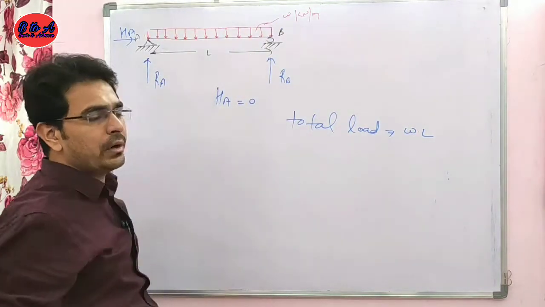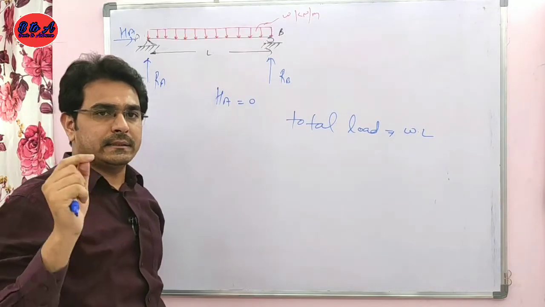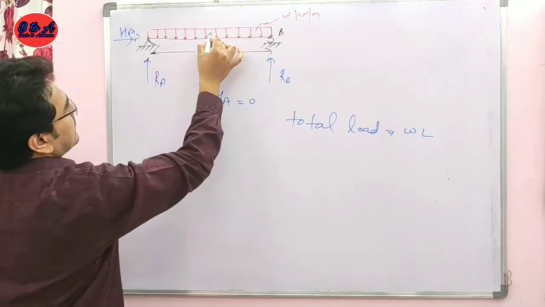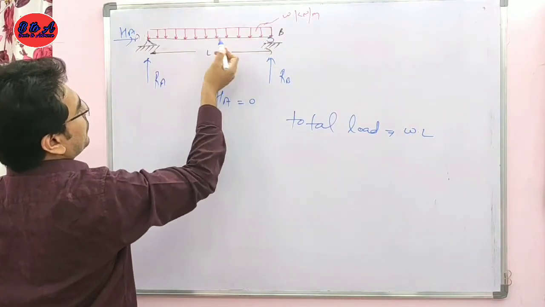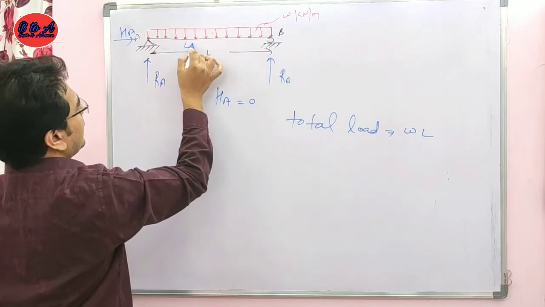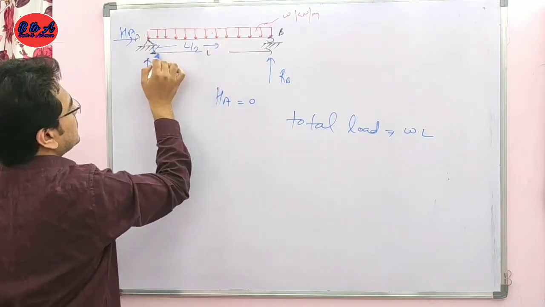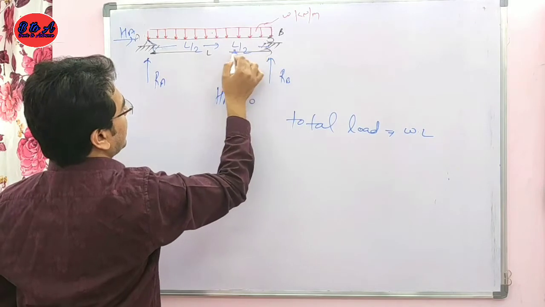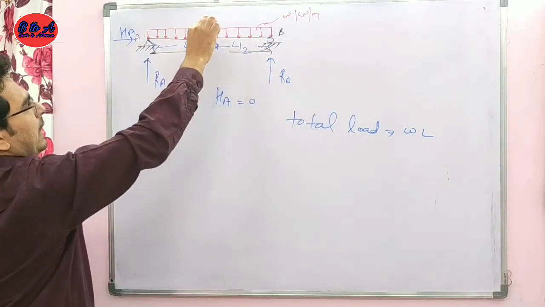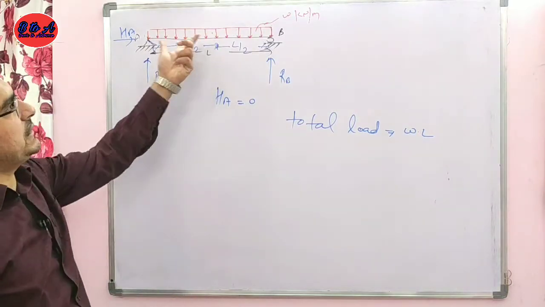Now this total load will act at the CG of this rectangle. So where will be a CG? CG will be at a distance of L by 2. So this total load, that is the WL, will act at this point, which is the CG of this area.